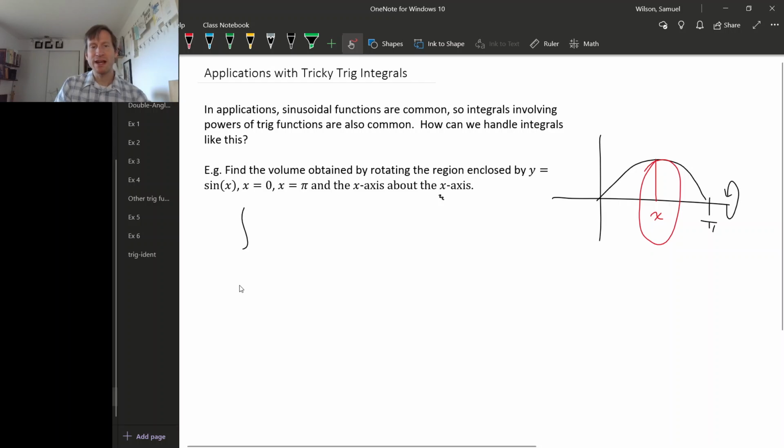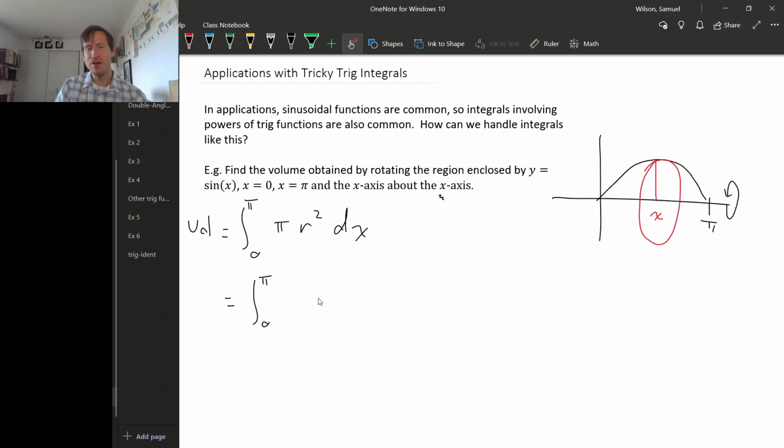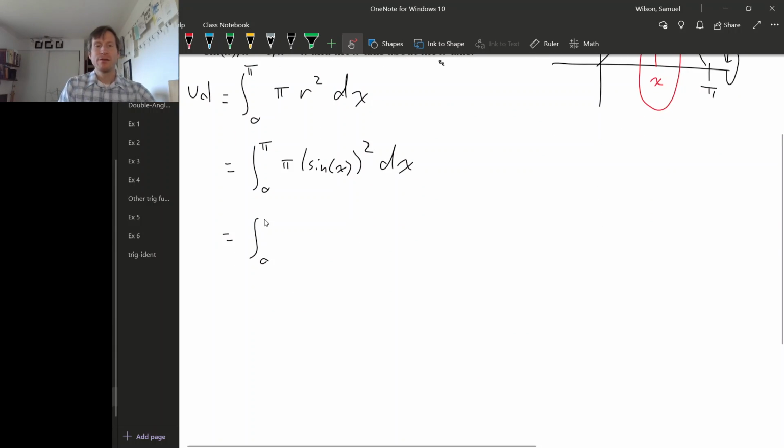So we should integrate from 0 to pi just the area of one of these disks, which is pi r squared dx. So this is the volume. And the radius of this disk is just the height of the function. So what we need to square here is the function, which is sine of x, dx. So we need to come up with some way of integrating from 0 to pi, pi times sine squared x dx.